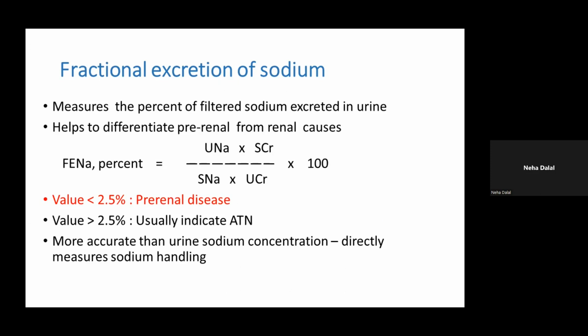This ratio is labeled as whether it is less than 2.5% or more than 2.5%. A ratio less than 2.5% indicates prerenal disease, whereas it is intrinsic if it is more than 2.5%. But in cases of preterm babies, this FENA ratio may be normal up to 5%.